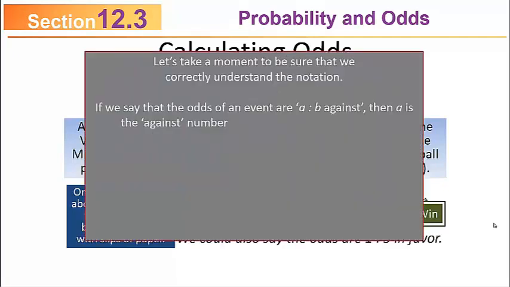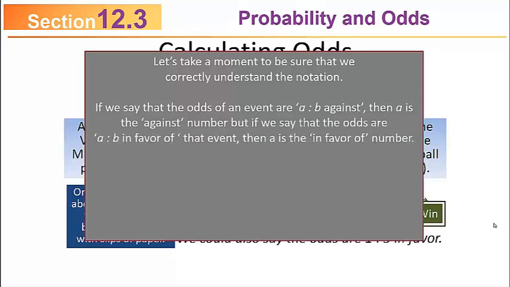Saying that the odds are 5:1 against something is the same thing as saying that the odds are 1-5 for that thing. I want to take another minute to make sure you understand that notation, because if you don't, you have no hope of getting through this. If we say the odds of an event are A to B against, that first number is the against number. So in this case, the A would be the against number. But if I say the odds are A to B in favor of that event, then A is the in favor of number.